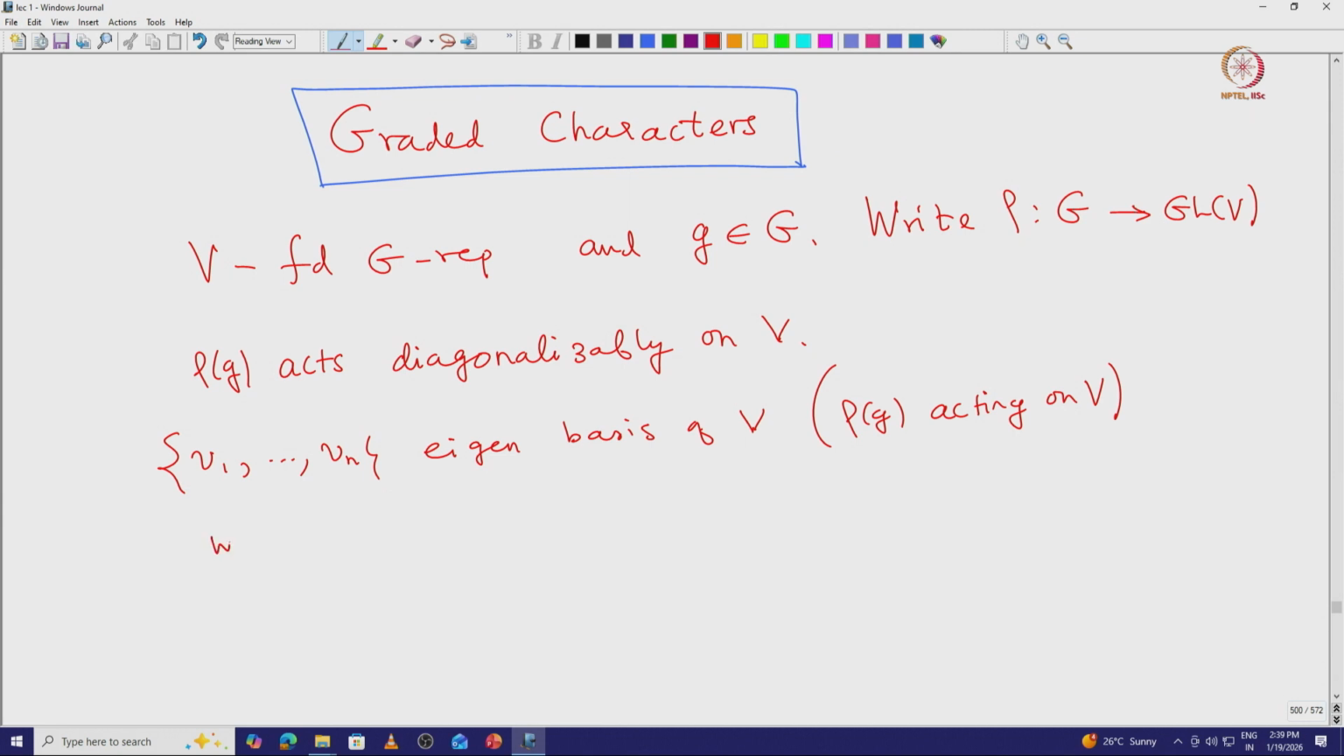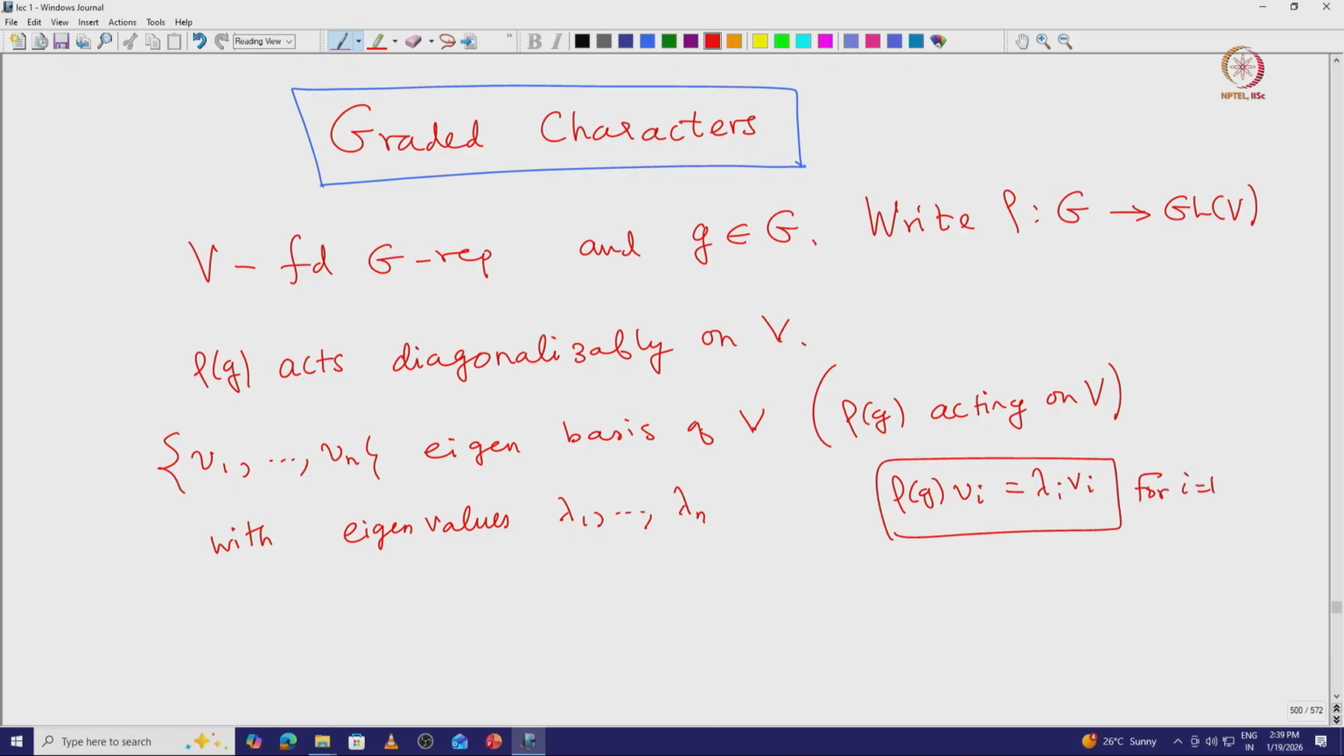With the eigenvalues we write lambda 1 etc. lambda n. So that means rho of g on vi is given by the equation lambda i vi, for i ranging from 1 to n, where n is the dimension or the degree of this representation. Okay, this is the setup we have.